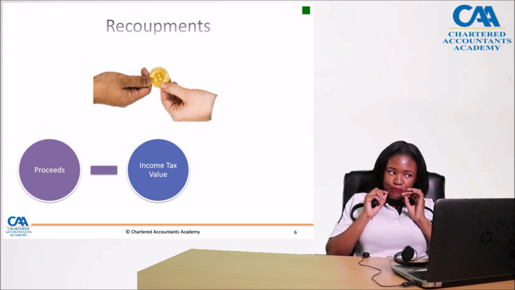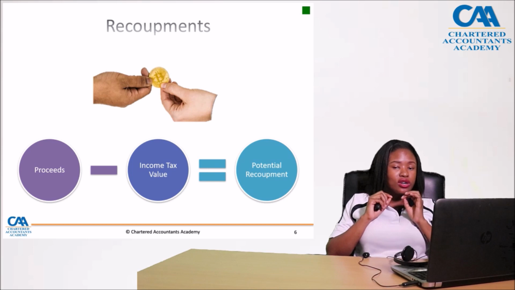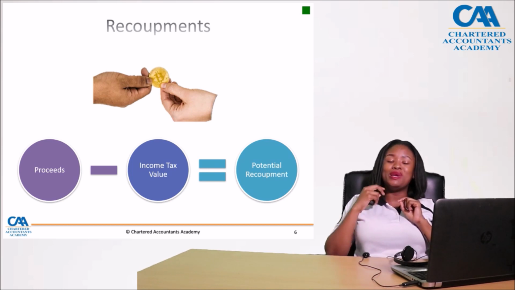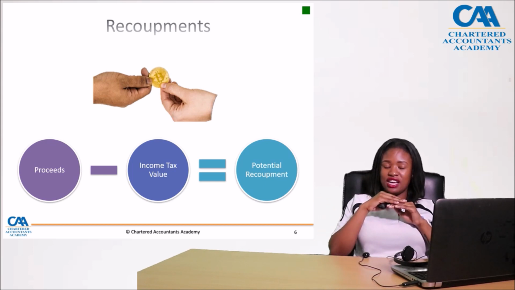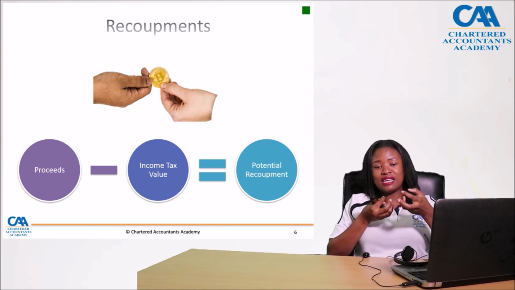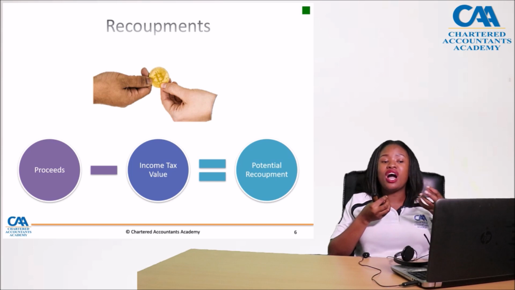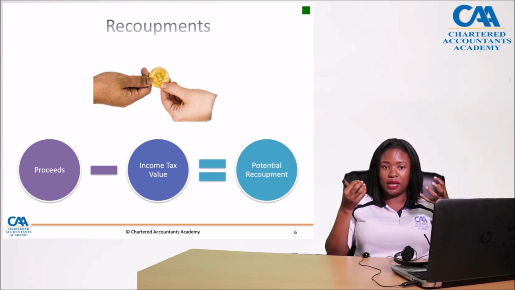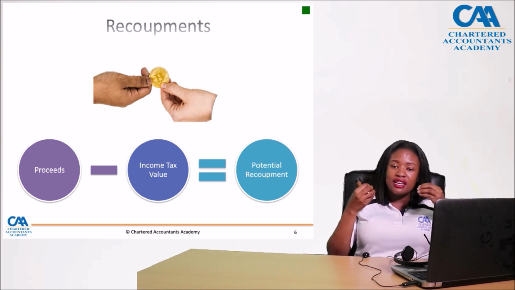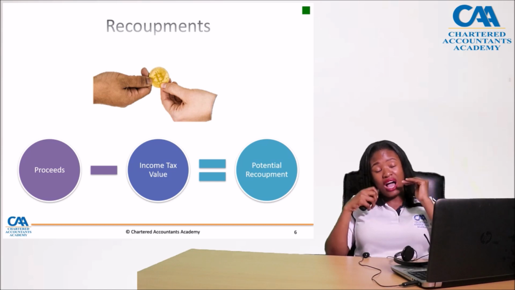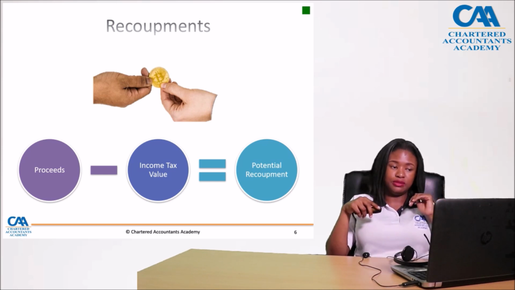So note this very carefully. This is not the recoupment, but the potential. The actual recoupment will be limited to the capital allowances granted. Remember, this is the recoupment. The taxman is getting back what he has given you. That means he can't get more than what was paid. I don't know if that makes sense. So it is limited to the capital allowances that you would obtain.